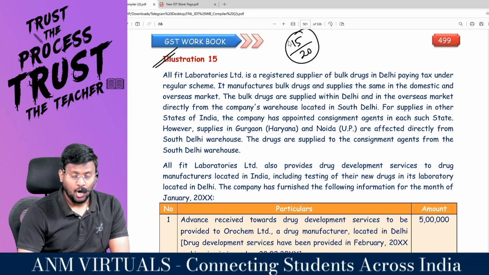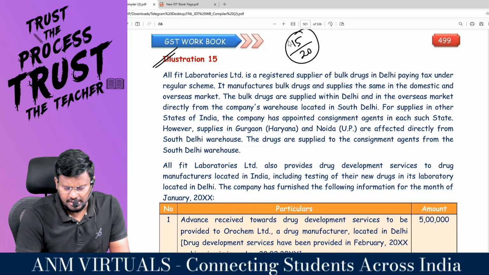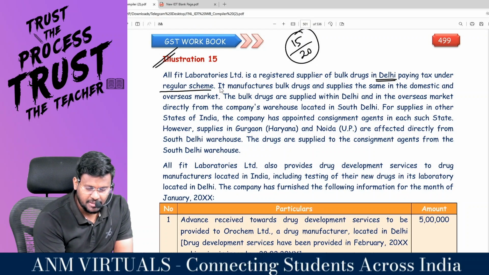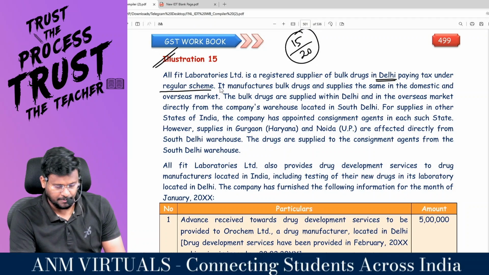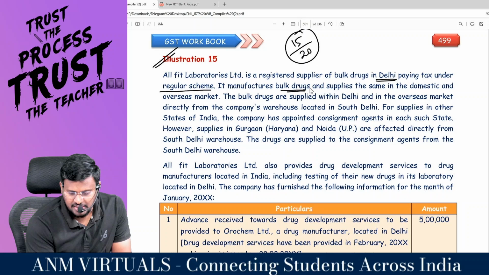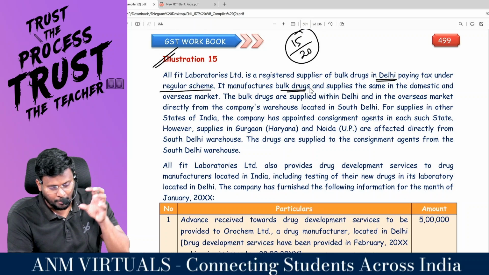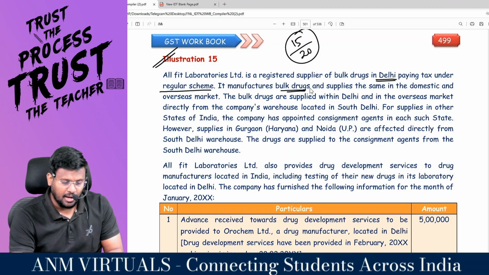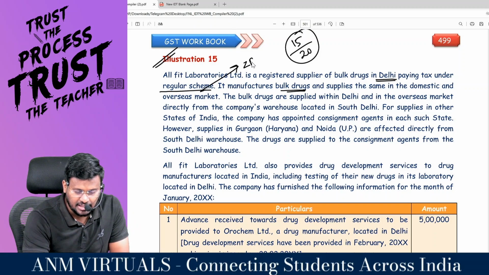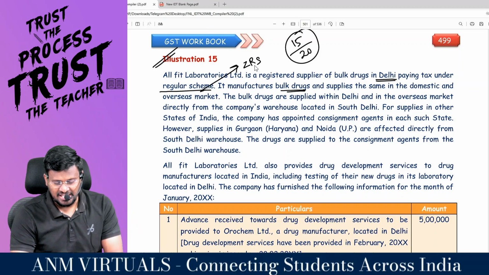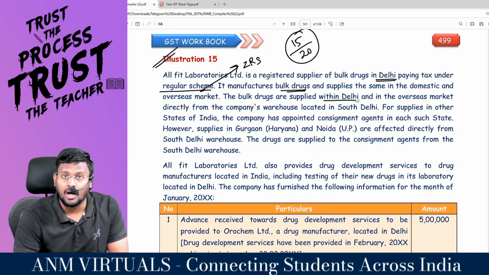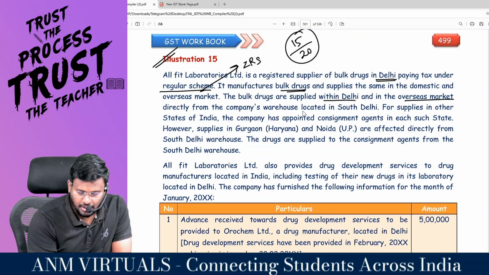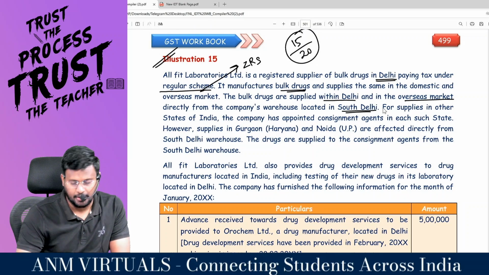Very easy question. Allfit Laboratories Limited is a registered supplier of bulk drugs in Delhi, paying tax under the regular scheme. That means they are not under the composition scheme. It manufactures bulk drugs and supplies the same in both domestic and overseas markets. That means they are selling within India and also doing export, that is ZRS. The bulk drugs are supplied within Delhi, intra-state supply, and to the overseas market, exported directly from the company's warehouse located in South Delhi.